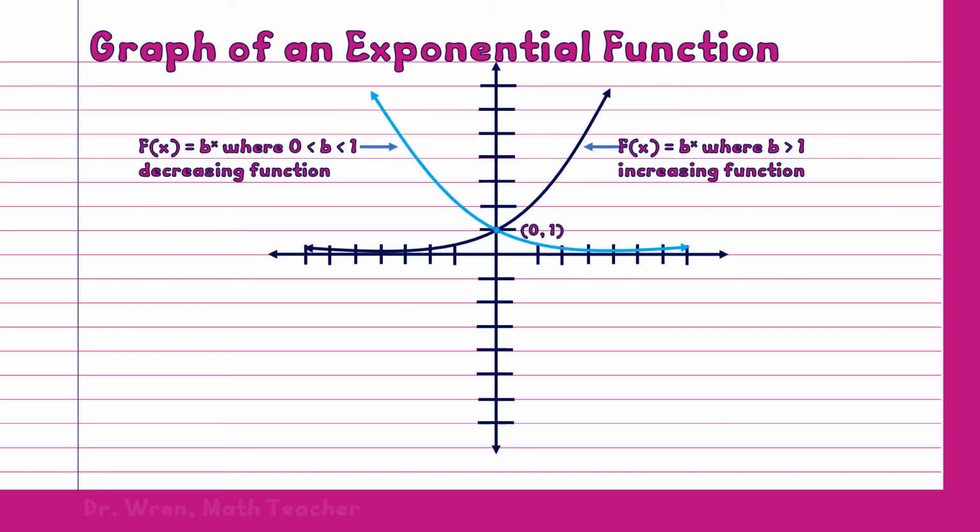This is an illustration of the graph of two exponential functions in standard form. The graph on the right is the graph of an exponential function with a base b greater than 1. On the left, we have the graph of an exponential function with b between 0 and 1. The horizontal axis is the asymptote, and the y-intercept is at the point (0, 1).